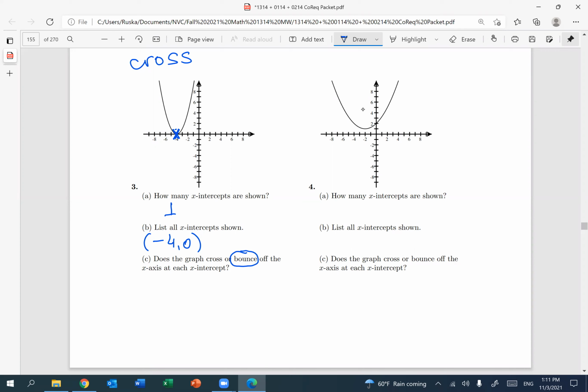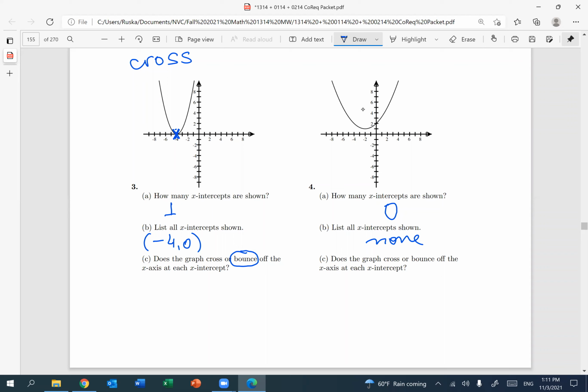Now the next one, number 4. How many x-intercepts do we have? We're not crossing the x-axis, so there are 0. List them: I'm going to put none. There are no x-intercepts. You're not crossing the x-axis. We still have a parabola, a quadratic, but in this case the quadratic equation has no real solutions, because the real solutions are the ones where you cross or touch the x-axis.